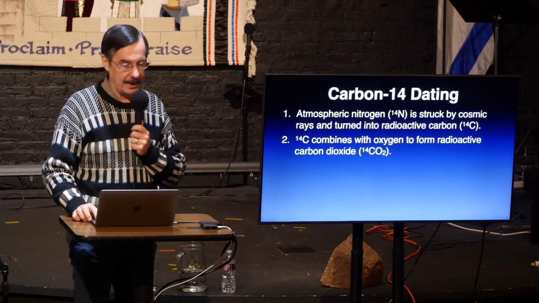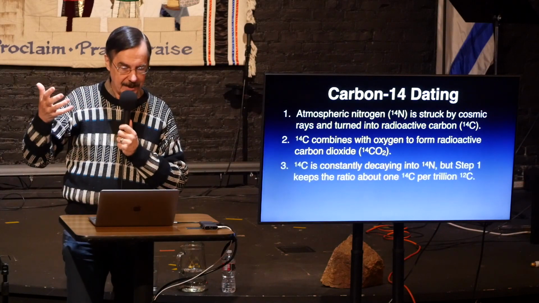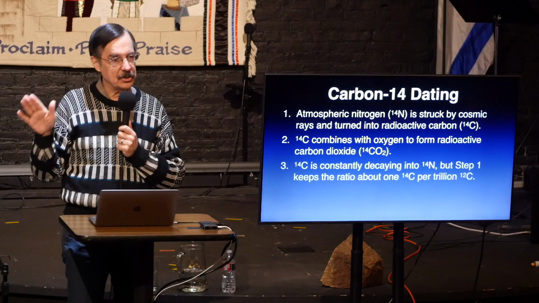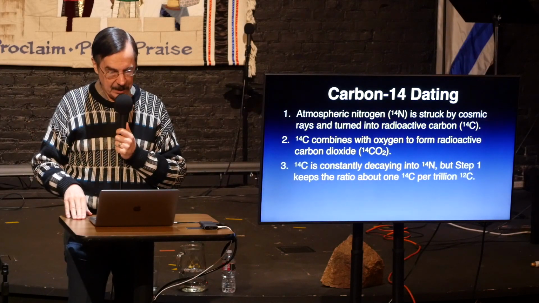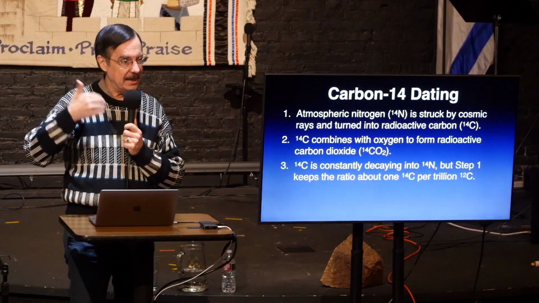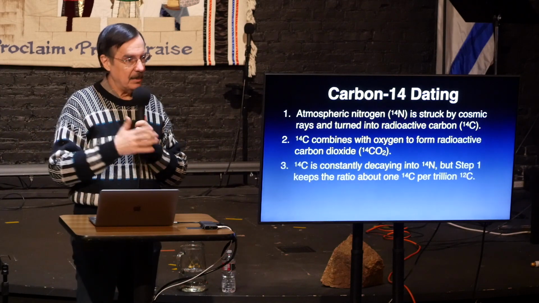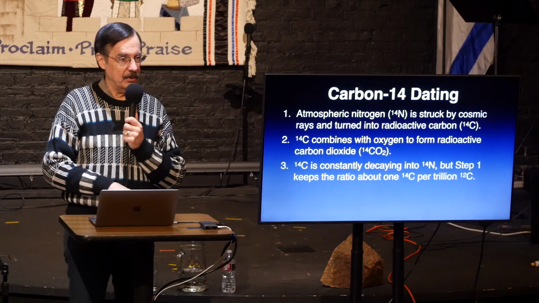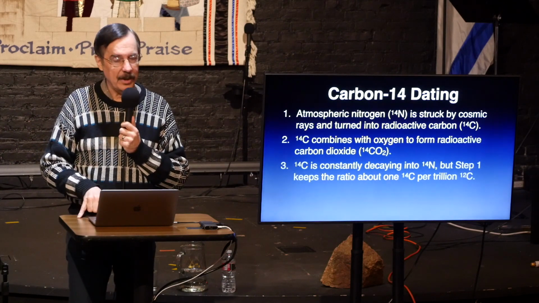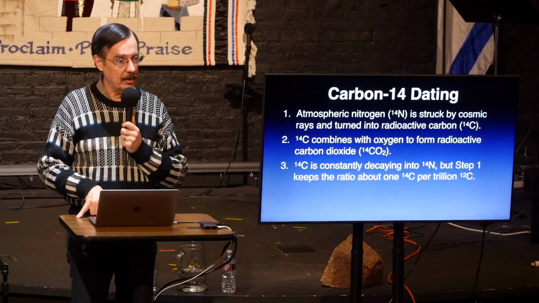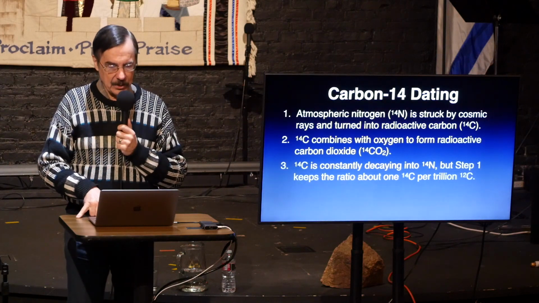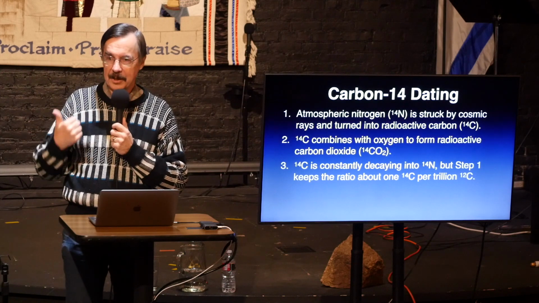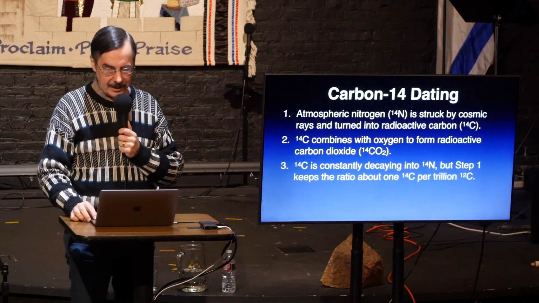Well, what happens to carbon dioxide? Well, plants bring it in. So carbon dioxide, or carbon-14, is constantly decaying back into nitrogen-14, but because of the cosmic rays that keep coming in, the atmospheric ratio is about 1 in a trillion are carbon-14. All the rest of them are carbon-12, the usual, that's the normal, non-radioactive kind. So in the atmosphere, even though it decays, it's always being replenished by the cosmic rays doing their things on the nitrogen.